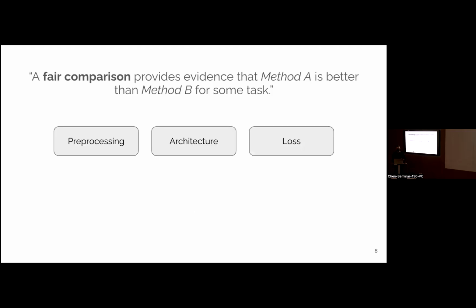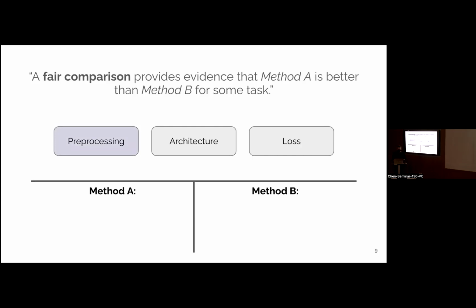This is just the definition that I mentioned before. A fair comparison provides evidence that method A is better than method B for some task. And so this is a simplified computer vision pipeline where we have 3 stages. We have pre-processing, so these are things like how you crop your images, your augmentations, or whatever. We have the architecture, the choice of model, and then we've got the loss function.